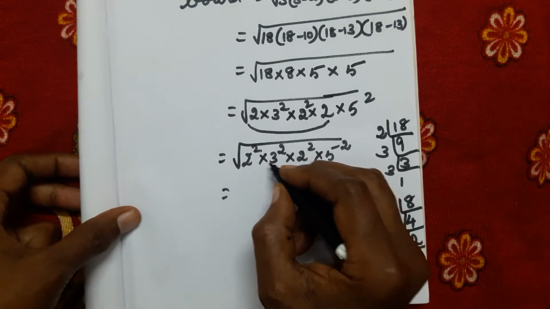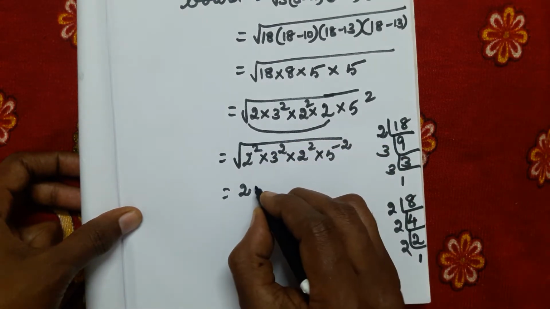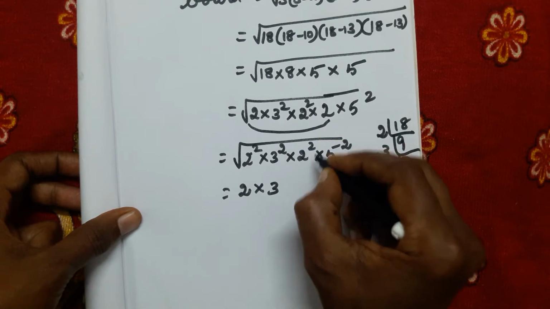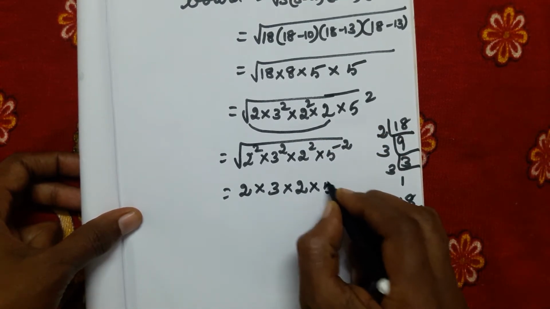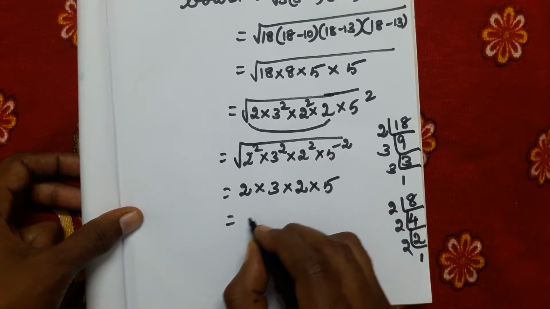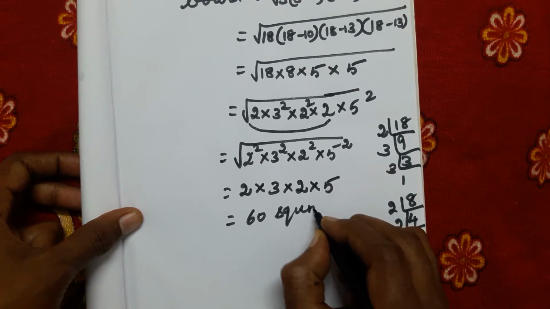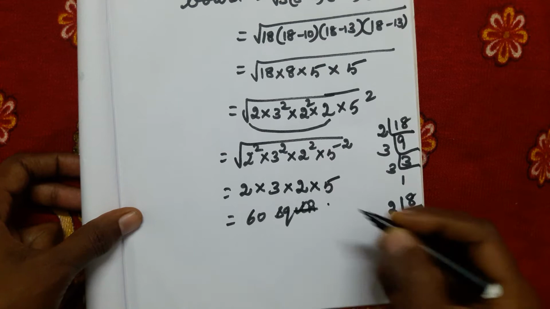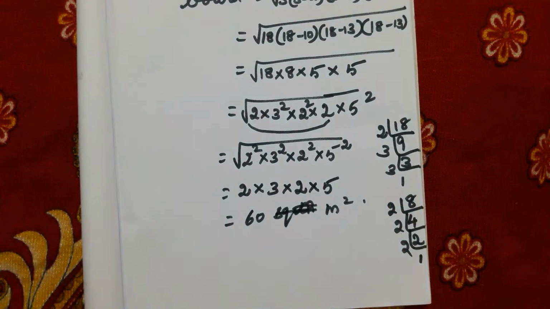Everything is a pair, a square number. So the square root of 2 square is equal to 2, the square root of 3 square is equal to 3, the square root of 2 square is equal to 2, the square root of 5 square is equal to 5. So 2 threes are 6, 6 twos are 12, 12 into 5 is equal to 60 square units, 60 meter square. We got the area of the advertisement board.